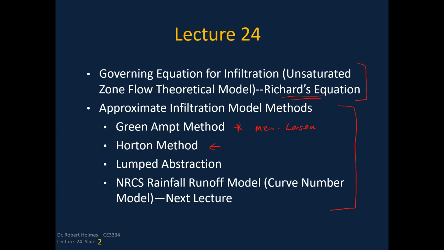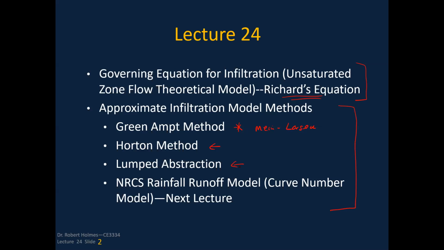We also have the Horton model, and I'm just going to introduce that. You will have a homework problem on it, but it's a fairly simplistic model so long as ponding conditions are occurring. We'll talk a little bit about that. Then there's the lumped abstraction model, which is basically just like it says. It's a constant abstraction value, very simplistic.